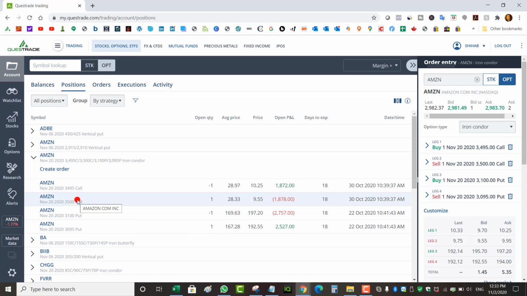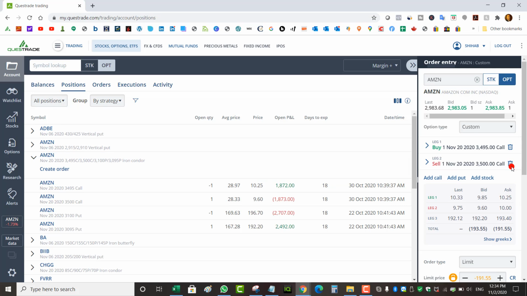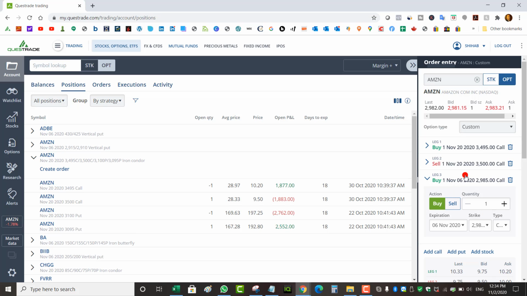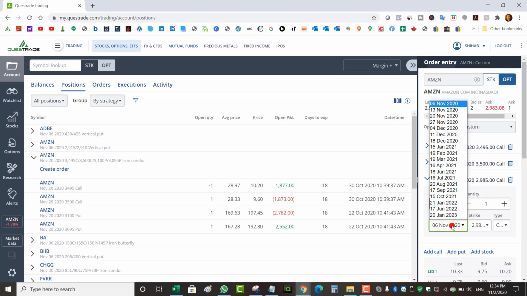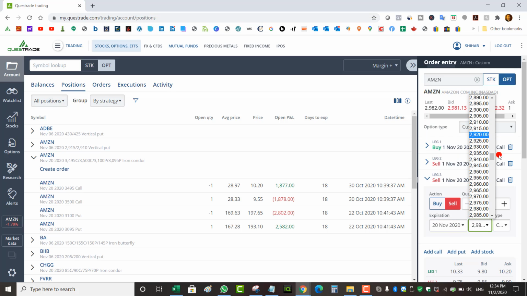Now, if Amazon doesn't come back up, what I'm going to have to do is bring the call spread a little bit closer. The way I would do that is make sure that I'm grouped by strategy, click create order. I'll remove the puts from the order entry because I don't want to do anything to the puts. And I would bring the call spread closer. So the first two lines that you see over here are buying back my current call spread. And then I'm clicking add call to sell a new call spread. I'd pick the same expiry first, November 20th, and I would sell, let's say, the 3,300 call spread.